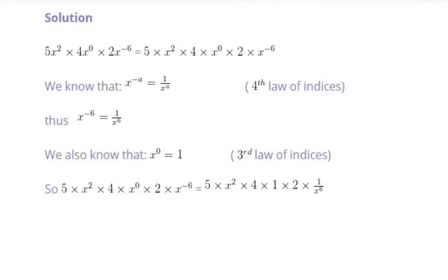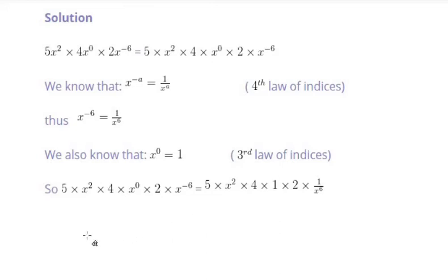we're going to have 5 times x squared times 4 times x raised to the power 0 times 2 times x raised to the power minus 6 being equal to 5 times x squared times 4 times 1, because the x raised to the power 0 becomes 1, times 2 times 1 over x raised to the power 6, because x raised to the power minus 6 becomes 1 over x raised to the power 6. From this, it becomes easy to gather whole numbers and gather the variables.